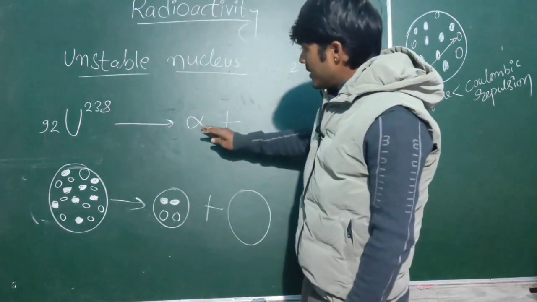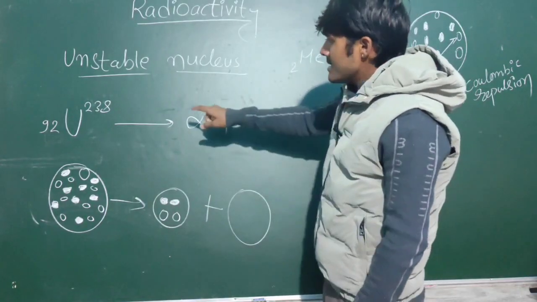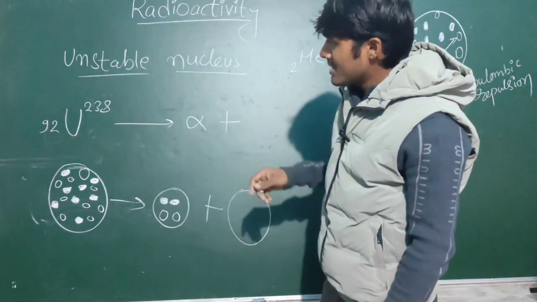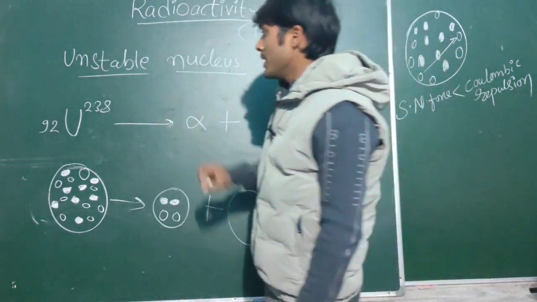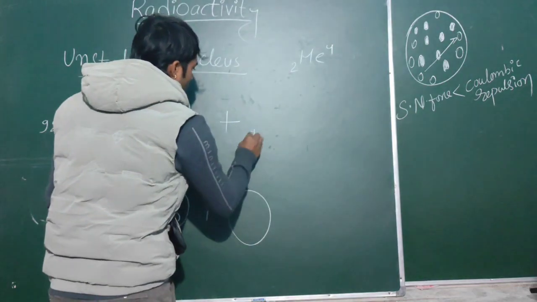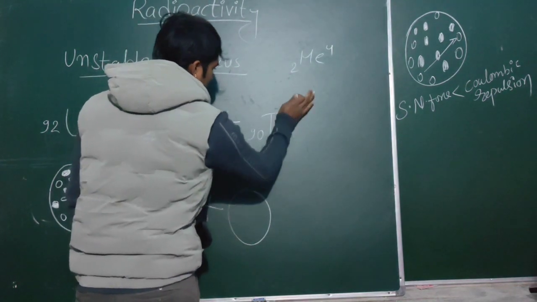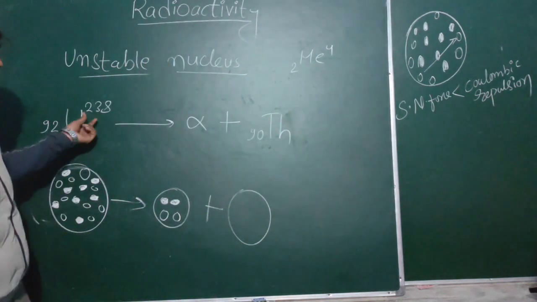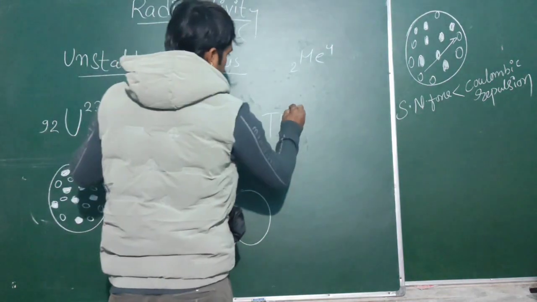So when uranium emits an alpha particle, its charge is reduced by 2, because 2 positive charges have been emitted. After deduction, there are 90 protons, and that is not uranium but thorium. So it will become thorium. And the mass is also reduced by 4, so from 238 it becomes 234.